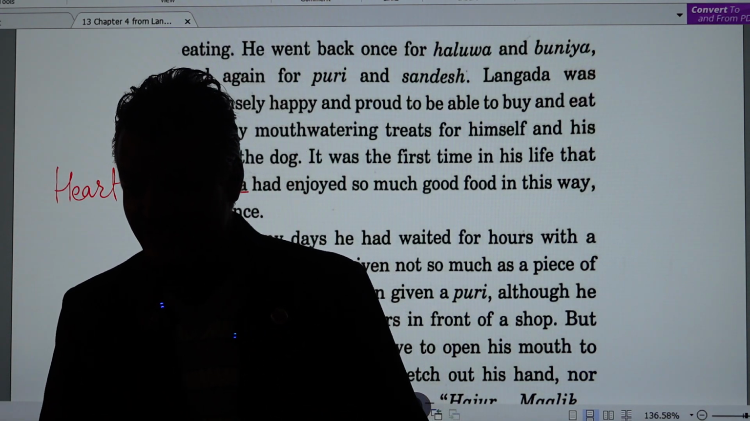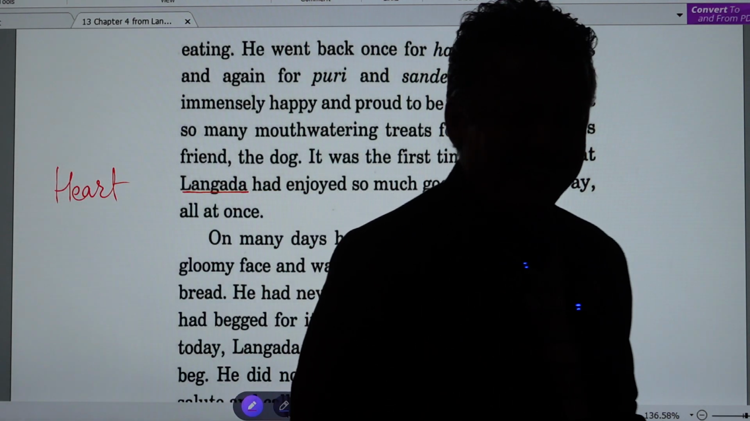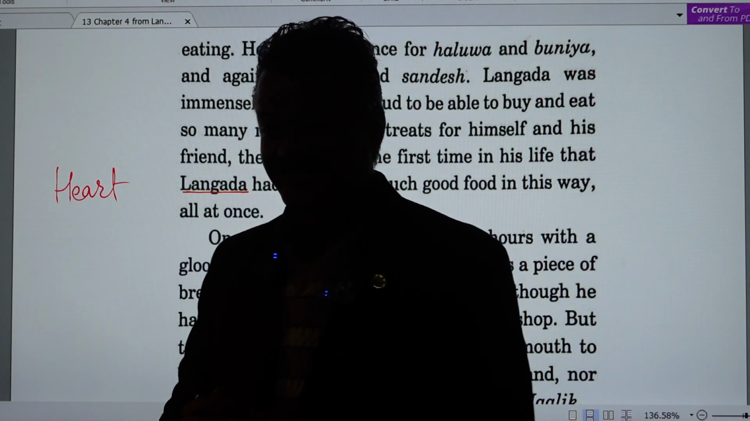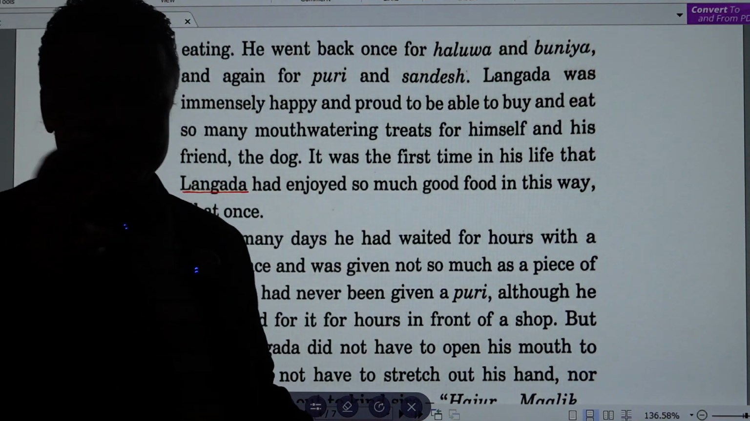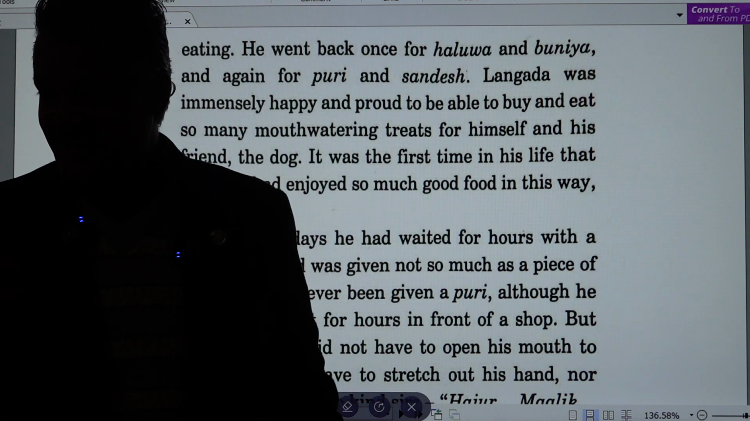It has 1,200 pages. It's just challenging you, right? Just challenging. If there is somebody in this class who says, Divakar sir, I can take up any reading challenge, here is a challenge for you.